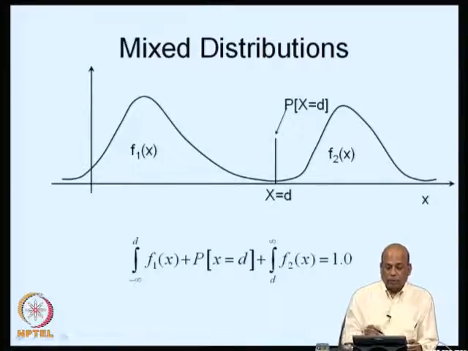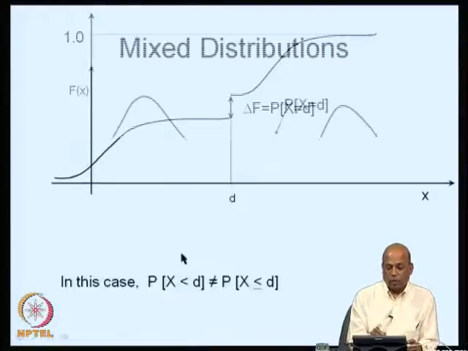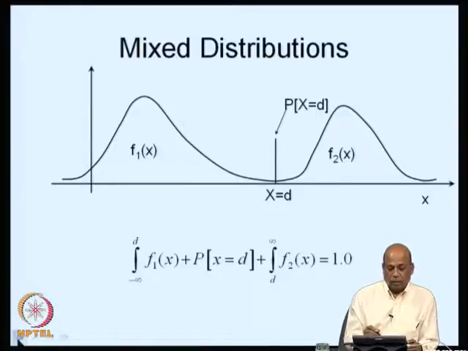In such situations, the total probability in the entire region will be the integral from minus infinity to d of f1 of x dx, then plus probability of x equal to d, plus the integral of f2 of x dx, and this should be equal to 1. That means, the total probability must be equal to 1.